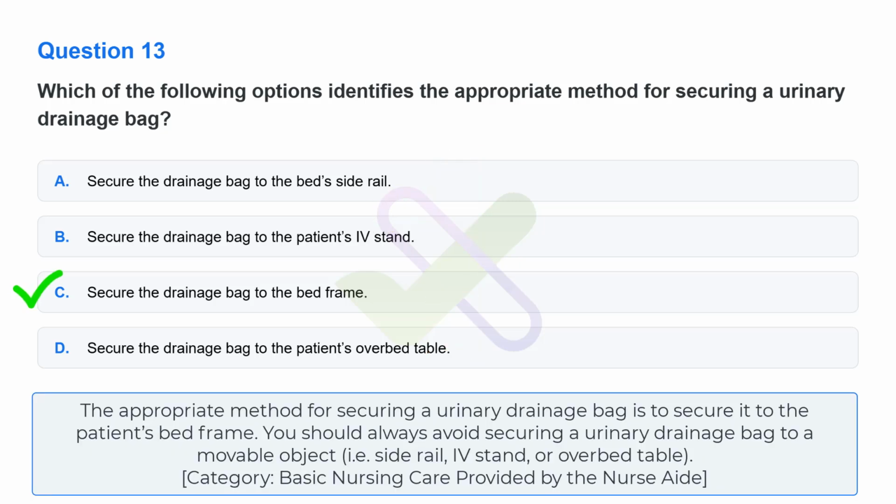The correct answer is C. Secure the drainage bag to the bed frame. The appropriate method for securing a urinary drainage bag is to secure it to the patient's bed frame. You should always avoid securing a urinary drainage bag to a movable object, i.e. side rail, footstand, or overbed table. Category: Basic nursing care provided by the nurse aide.